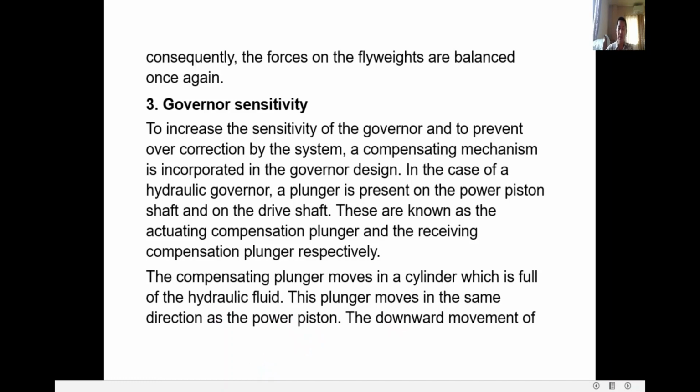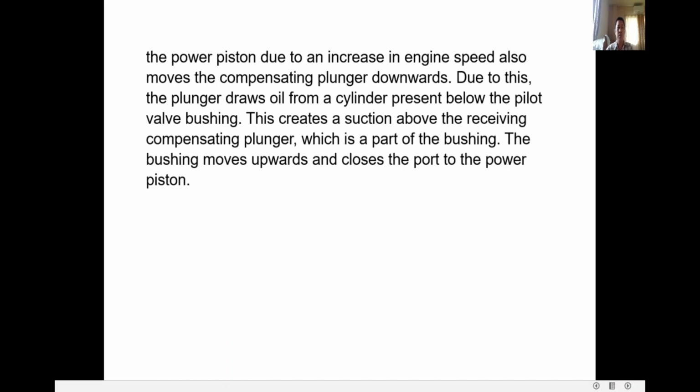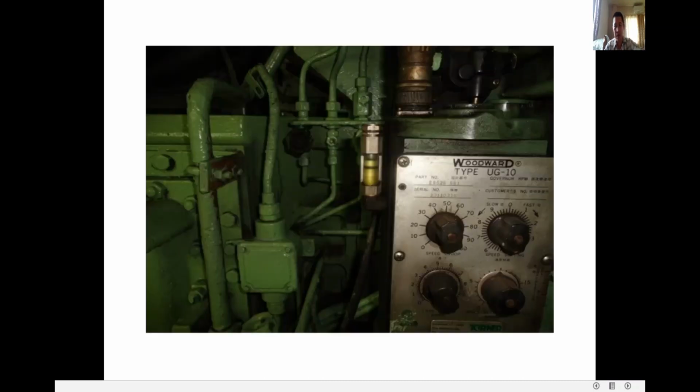The downward movement of the power piston, due to an increase in engine speed, moves the compensating plunger downwards. Due to this, the plunger draws oil from the hydraulic fluid present below the pilot valve bushing. This creates suction above the receiving compensating plunger, which is a part of the bushing. The bushing moves downwards and closes the port of the piston. So we have here the Woodward governor fitted on the engine.